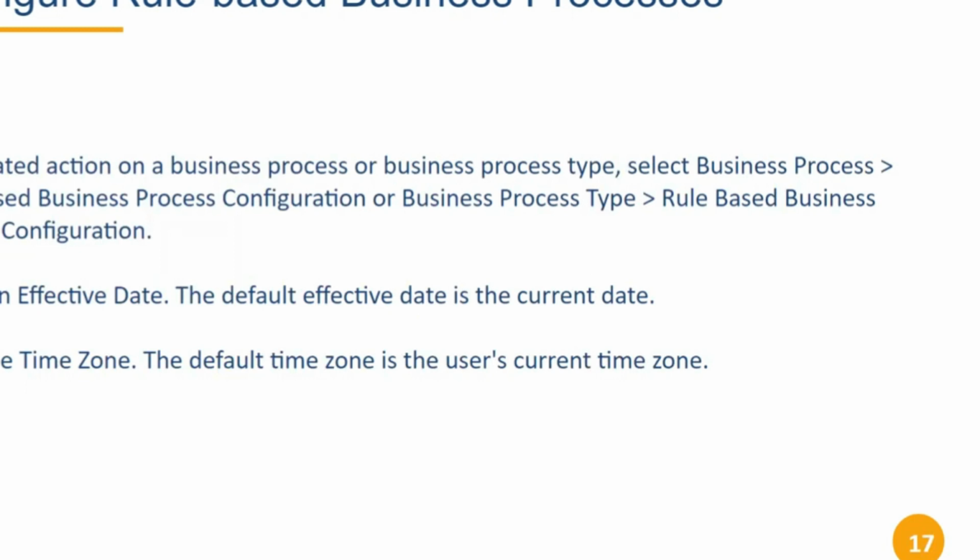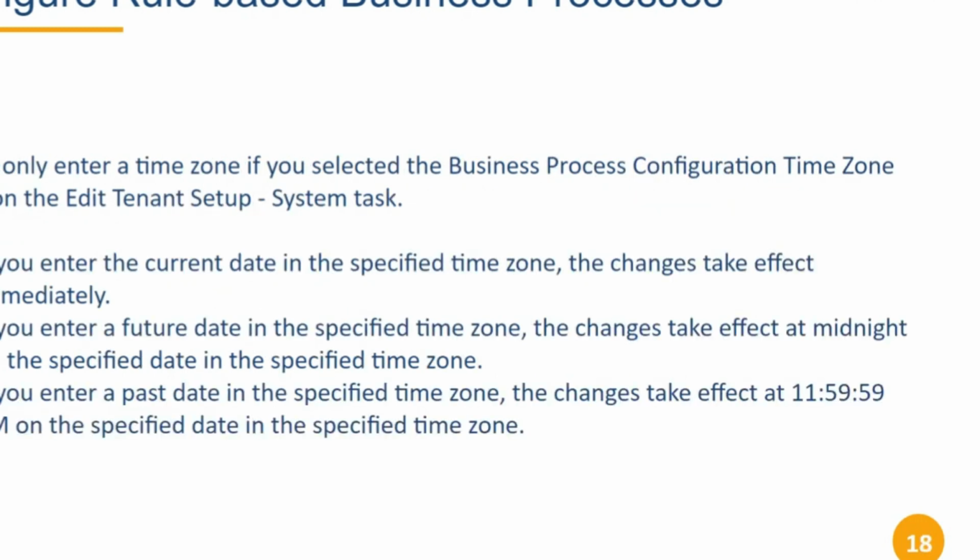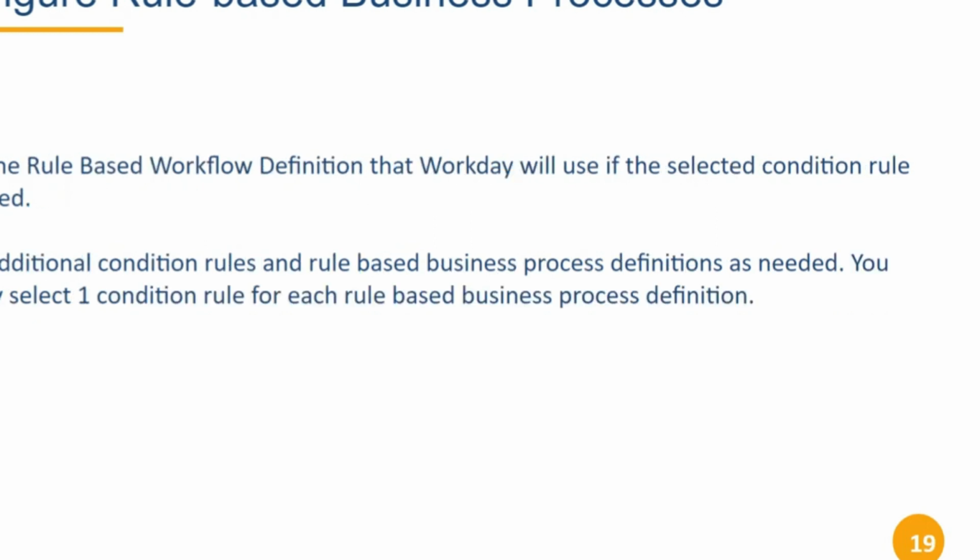Here are the steps to set up rule-based business process configuration. From the related actions of a process or process type, select rule-based business process configuration. Enter an effective date, defaults to today's date. Optionally enter a time zone if enabled on your tenant. This determines when the rules become effective. Select a rule-based process definition for each condition rule you create. Add additional condition rules and process definitions as needed. Only one condition rule can be assigned per definition.